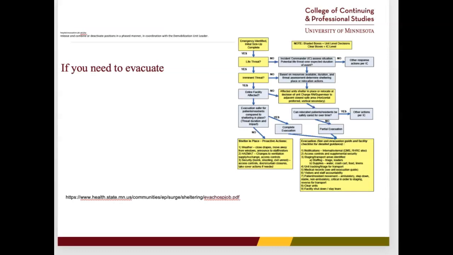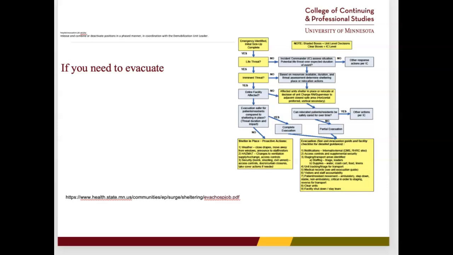So if you need to evacuate, here's a little chart done by the Department of Health at the state of Minnesota, your own home state. And you can look and see by starting the shaded boxes, those are the unit level decisions. The clear boxes are the incident command level decisions. So for example, your emergency is identified, your initial size up is complete. Yes. Is it a life threat? No. Then your incident commander can assess the situation and determine if there are any potential life threats over the expected duration of the event. Or if it is, and if it's an imminent threat, you again continue down the left-hand side.